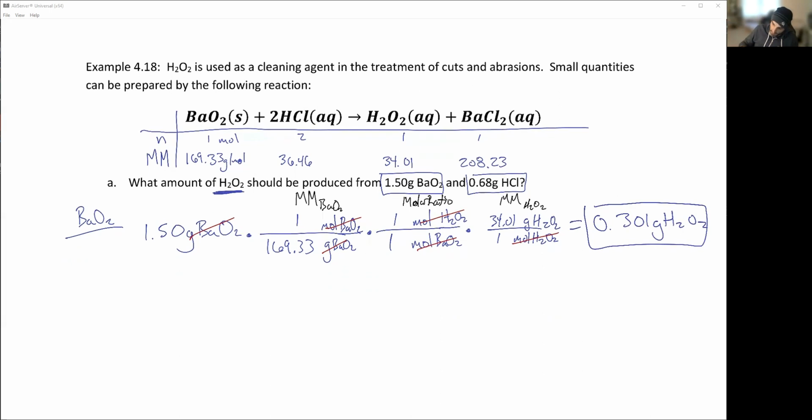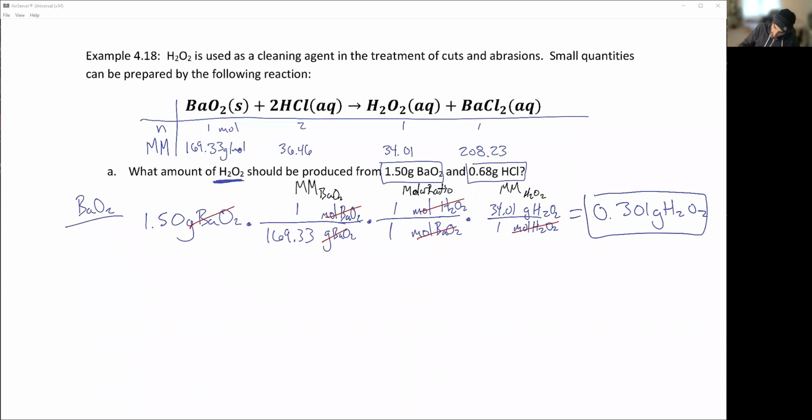And now we're going to look at it the other way around. I'm going to say, what happens if I start with 0.68 grams of HCl and it completely reacts? Why don't you pause and try to figure out how much peroxide you'd end up with, because I'm going to as well, and then this will all be written out and we'll see if you got the same number.